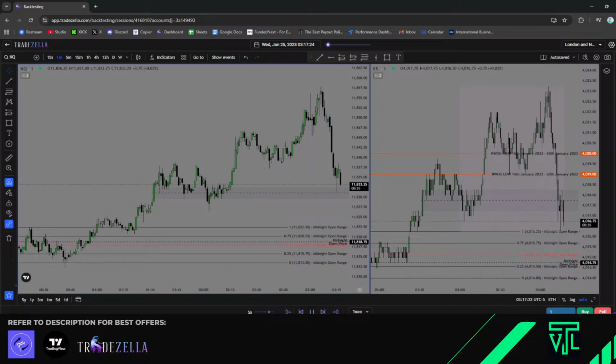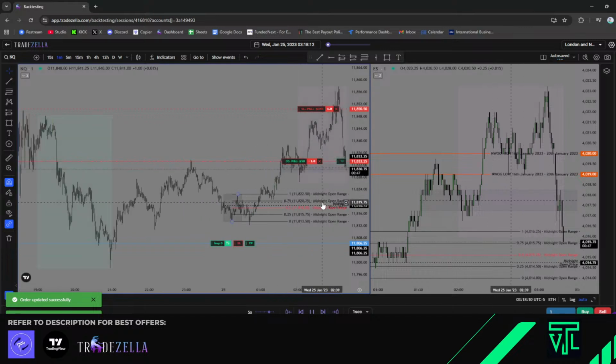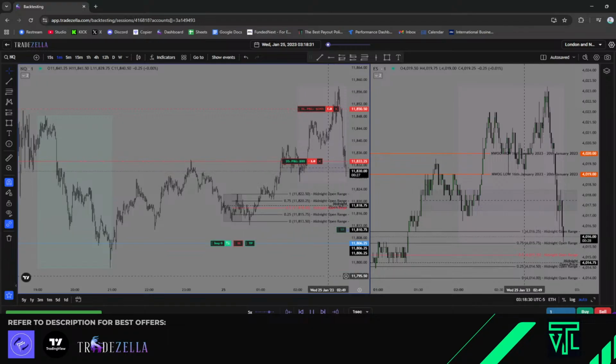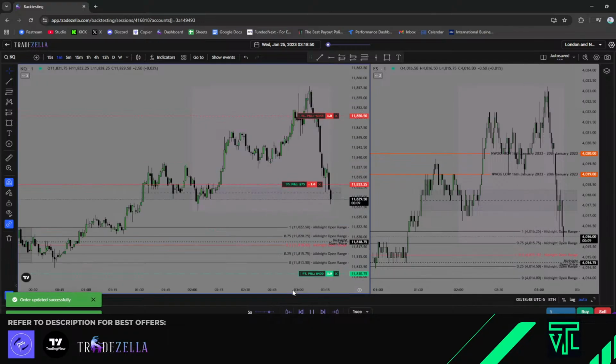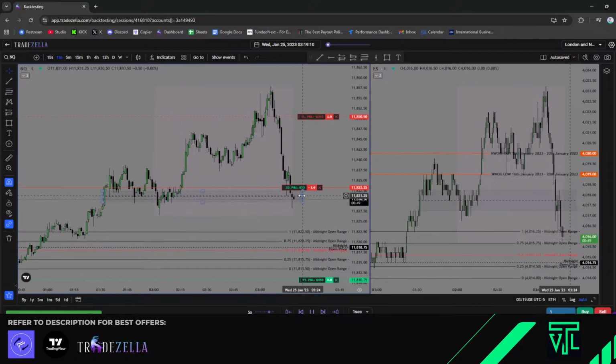I will be shorting this one, and I would like to take a wider stop there, and I will be targeting these equal lows here as my target. We are 10 minutes away from 3:30.